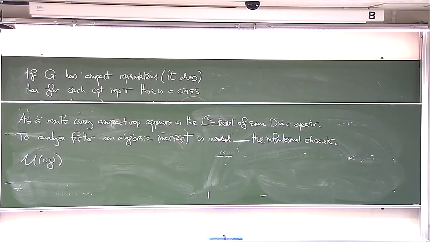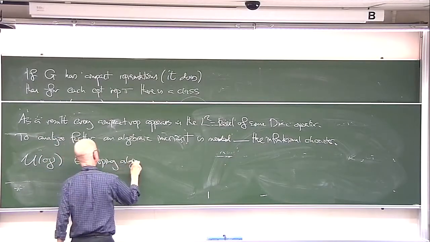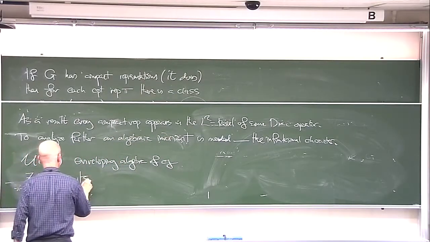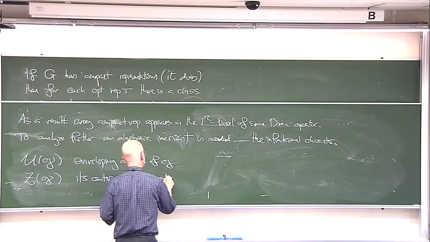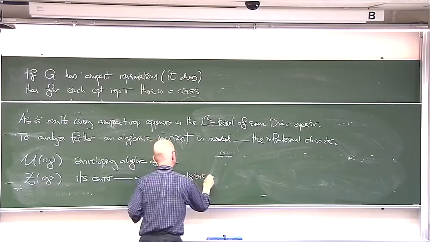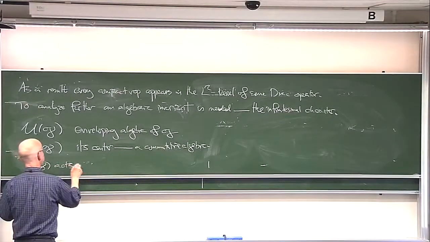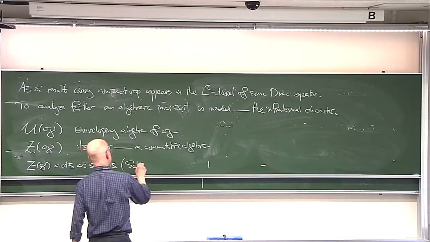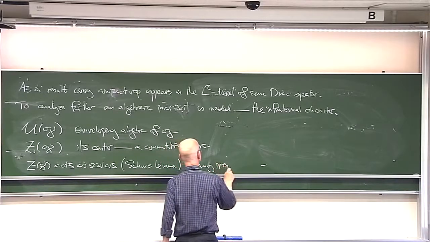And for that, we get a little more serious about Lie theory, and we form the enveloping algebra of the Lie algebra of G. And then its center. Of course, a commutative algebra. So this thing acts wherever G acts through an algebra homomorphism, and it acts as scalars by Schur's lemma in representation theory in any irreducible representation of G.